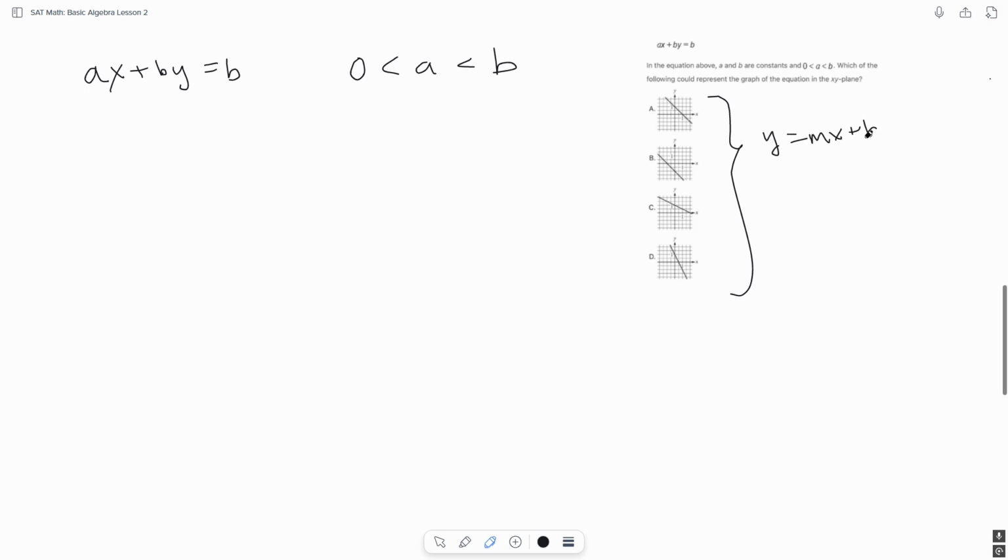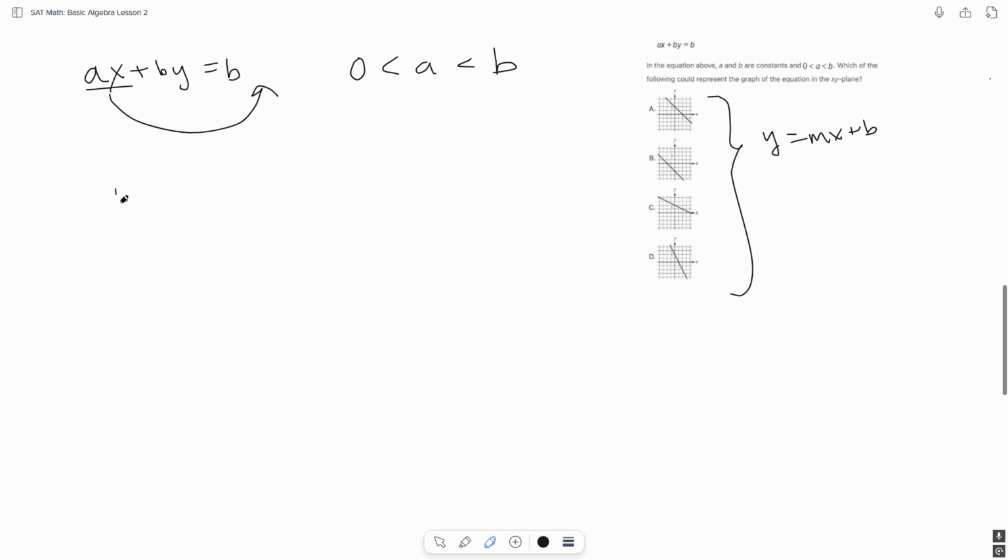Few more conceptual questions. So we have ax plus by is equal to b, and they want the graph for when 0 is less than a, but a is less than b. So how do we make it look like one of these graphs? These are all y equals mx plus b, right? So how do we get this to be y equals mx plus b? This has the y already, right? But we're going to need to move this to this side.